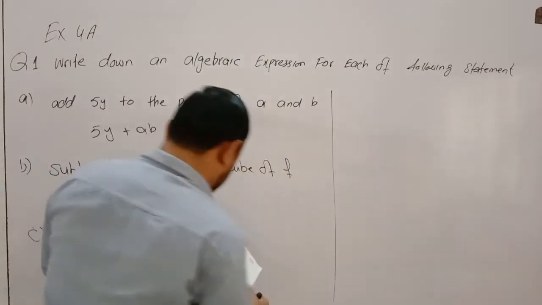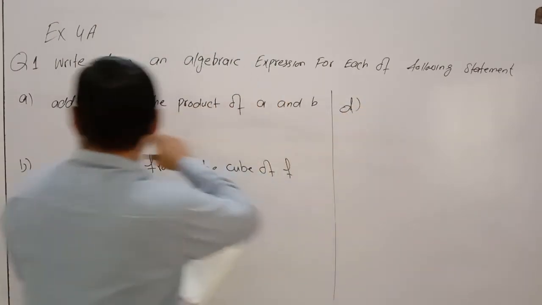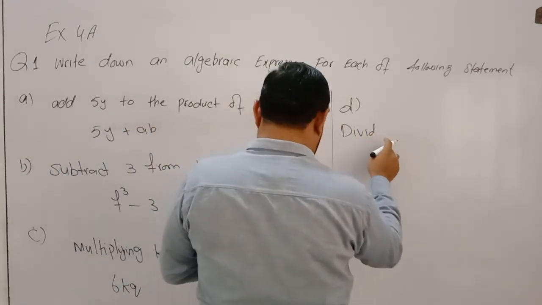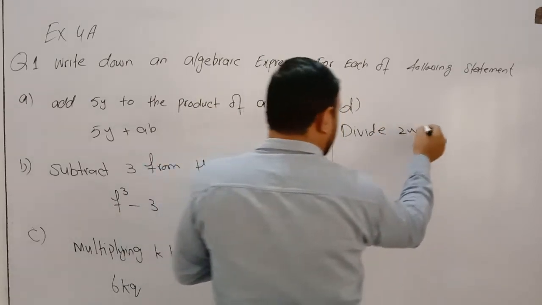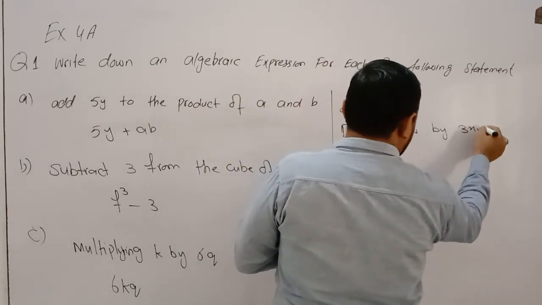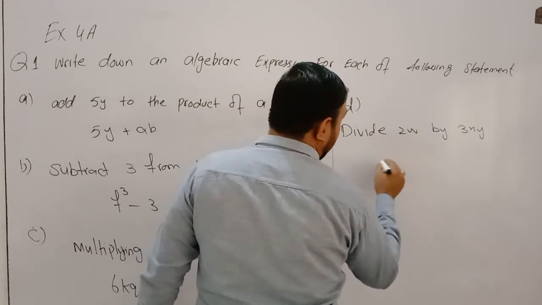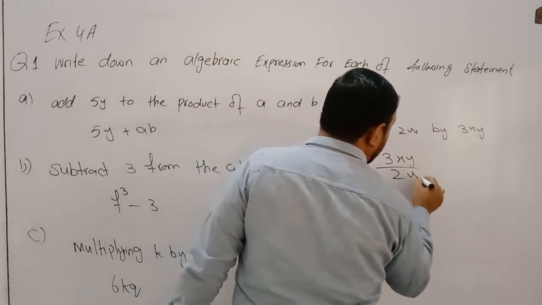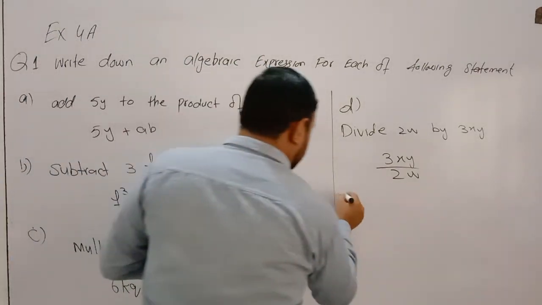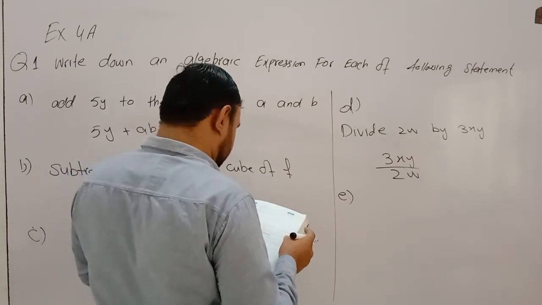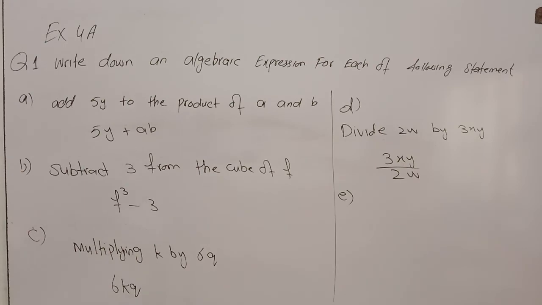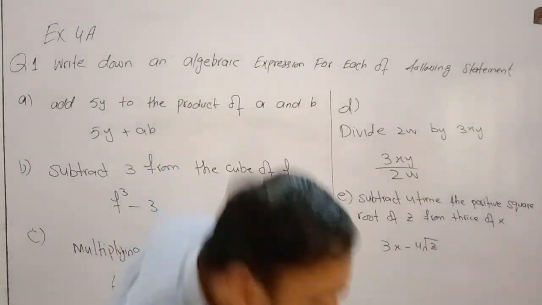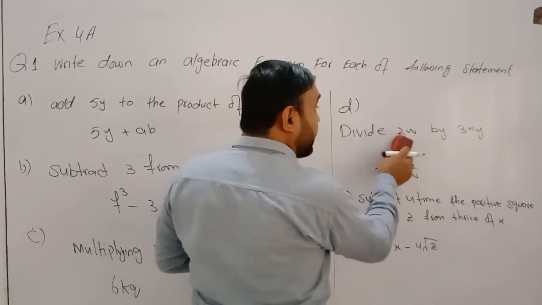Now similarly, D part, question number 1. Divide 2w by 3xy, meaning 2w is divided by 3xy. Sorry, this is wrong. Divide 2w by 3xy: 3xy over 2w.